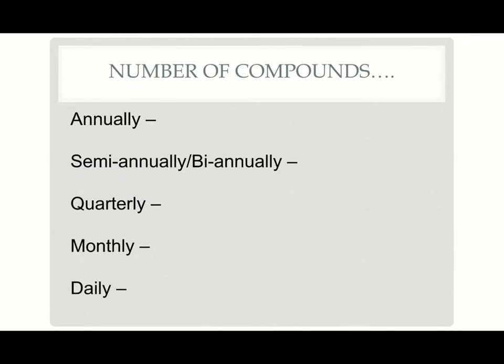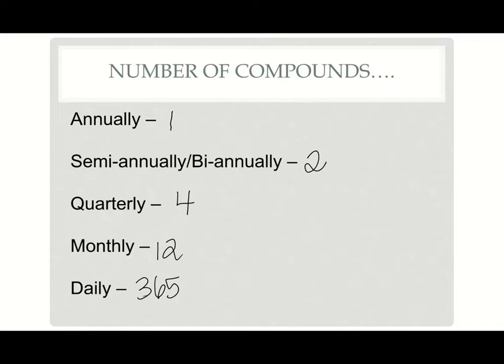So compound interest compounds on itself a certain amount of times. If your interest was compounded annually, it would just be one time. So that would be like in our last equation, what we were looking at for that n value. Semi-annually or biannually would be twice a year. Quarterly would be 4 times, monthly 12, and daily 365 times.